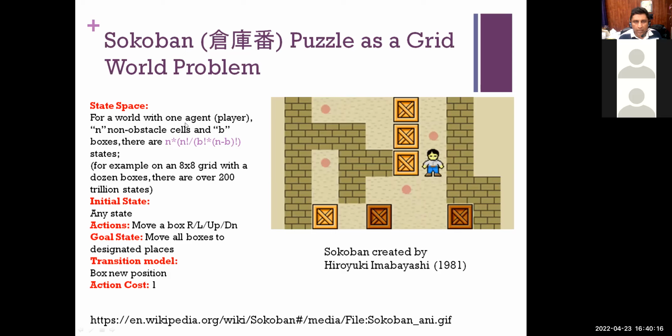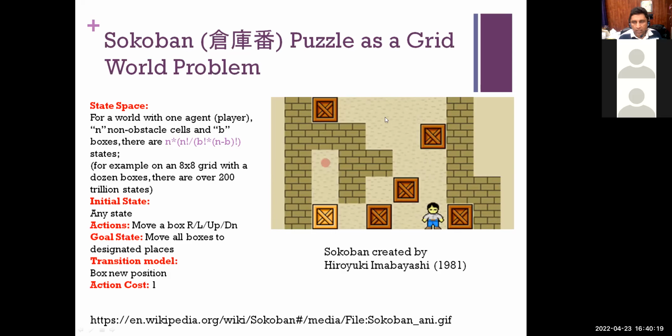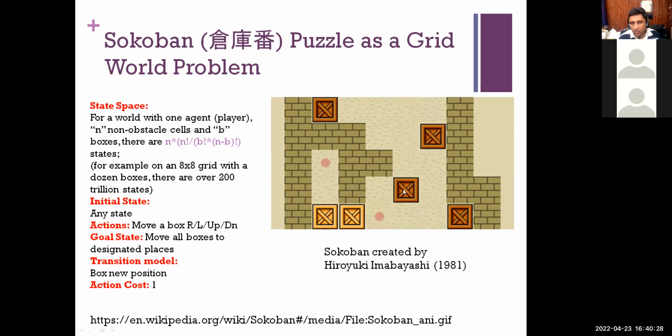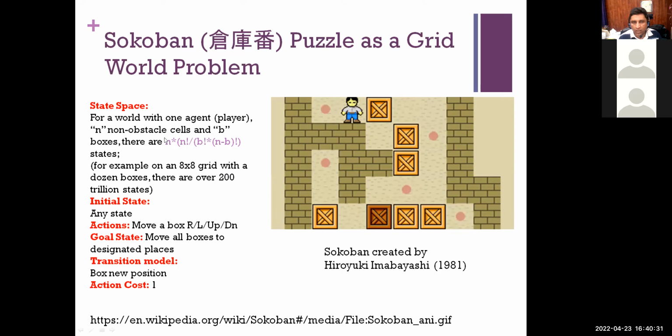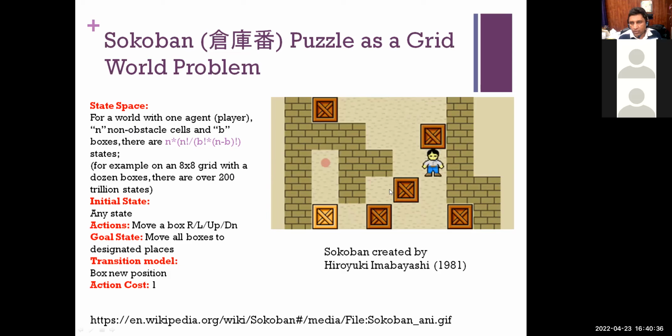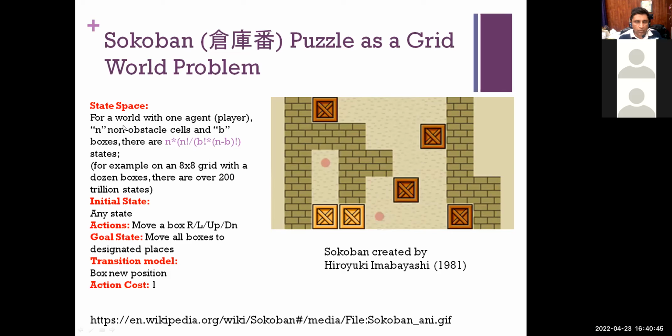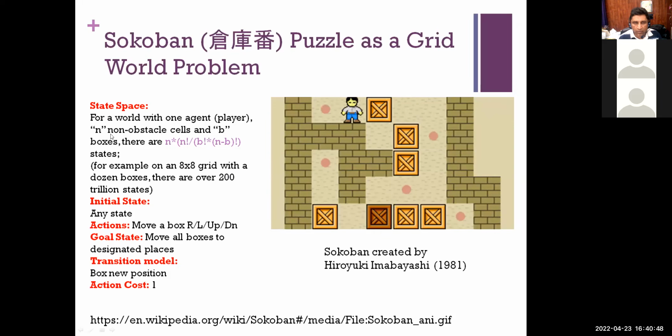So for a world with one agent, that is one player, the goal is that there are some obstacle blocks and some empty blocks. There will be some boxes. Let us say there are B boxes, and there are N empty positions. One by one, this player has to move each box from one position to the other so that all the boxes can be reached in a particular order. So for a world with one player, you have N non-obstacle cells and B boxes.